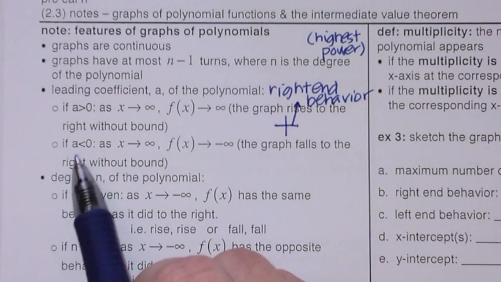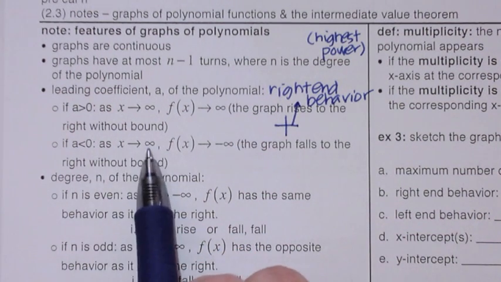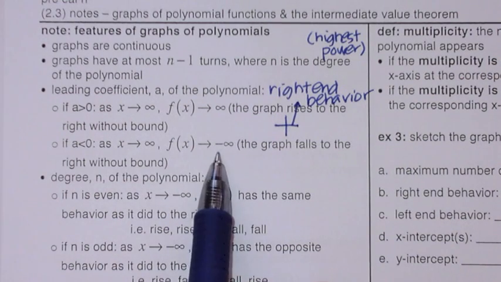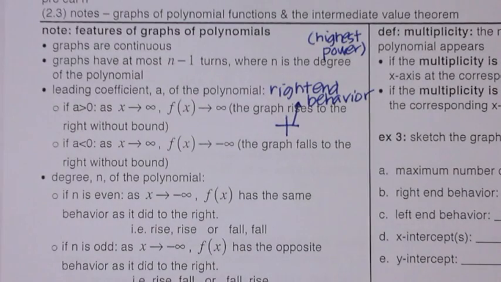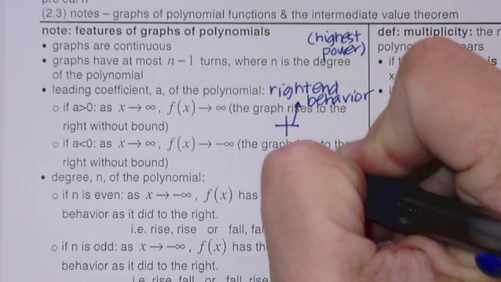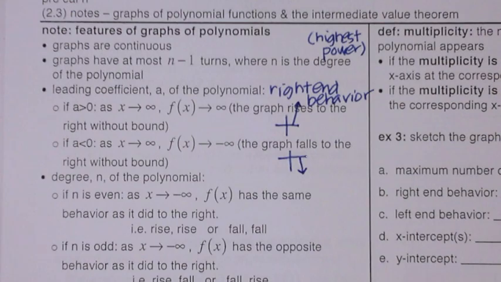And if the leading coefficient, or a, is less than 0, then as x is getting bigger, which means as you're going to the right, the y's will be getting smaller. So they'll be getting negative, so they'll be decreasing without bound. This is what it would look like. Now what will happen to the left?